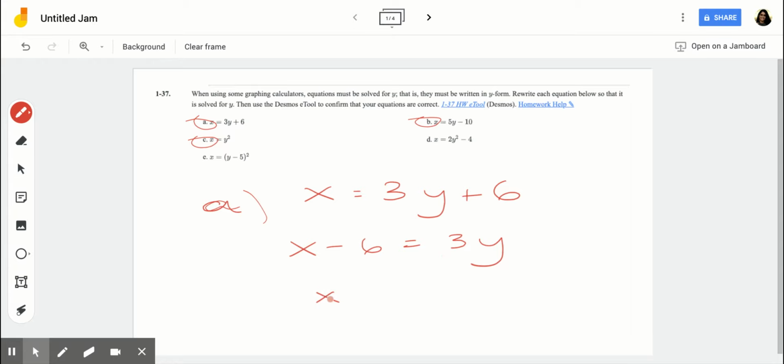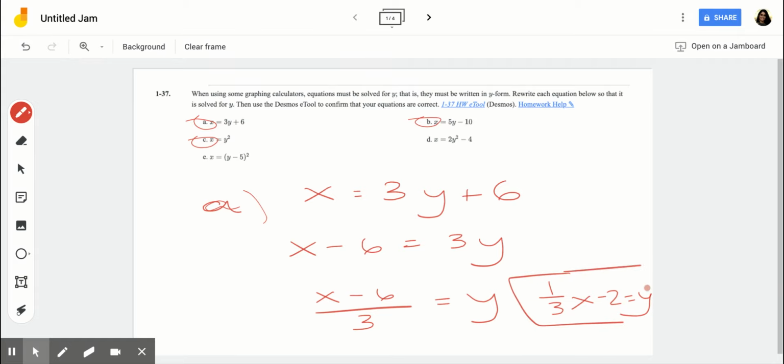Now I can type it into Desmos like this, all of it over 3. You just got to make sure this part is in parentheses. Or I can type it into Desmos like this, x over 3, which is the same as 1/3 x. 6 over 3 is 2, so minus 2 equals y. That's much more like y equals mx plus b, but either way is correct. So now what I want you to do is go to Desmos and type in this, and this, and make sure they overlap. Or you can also type in this and make sure they overlap. You're going to do the same thing for B and C.